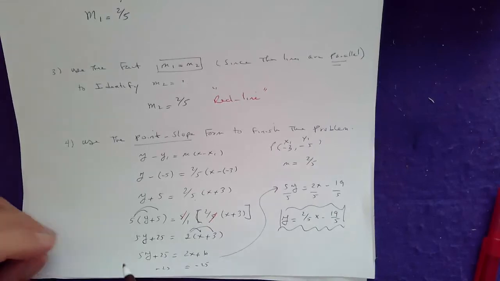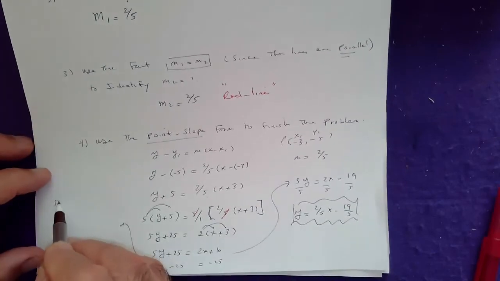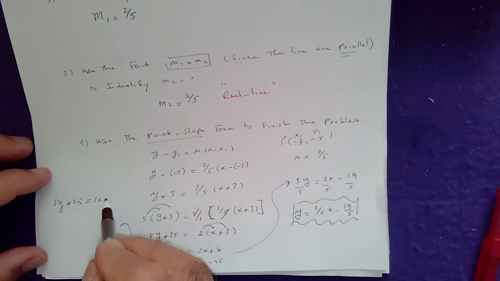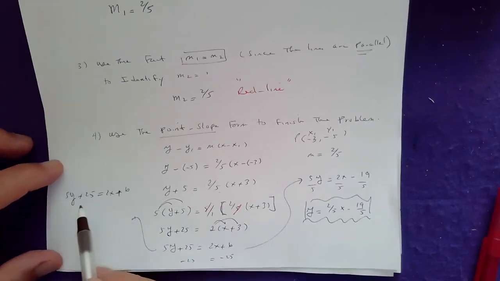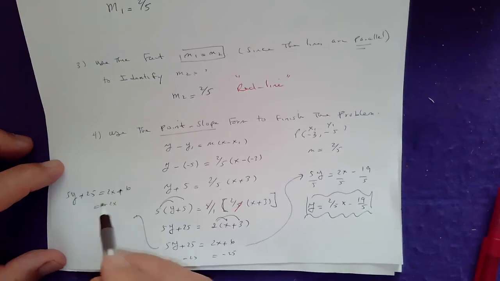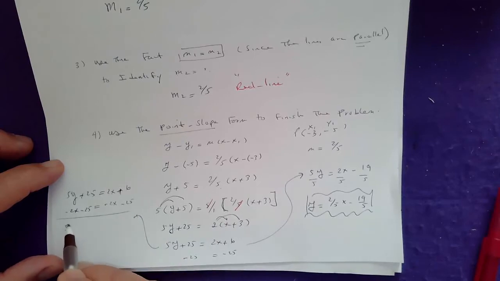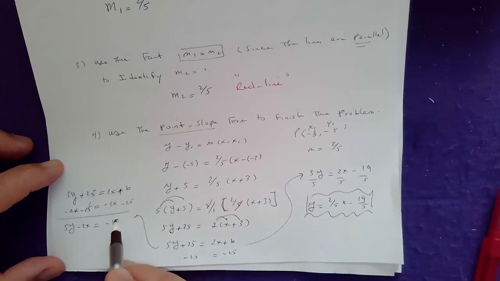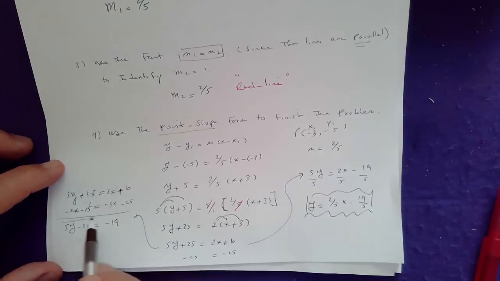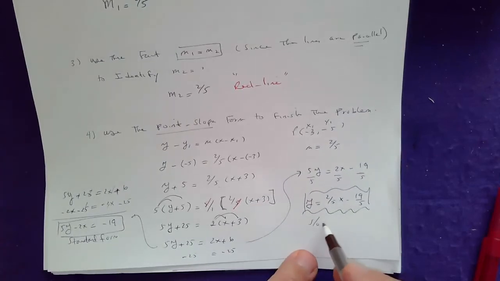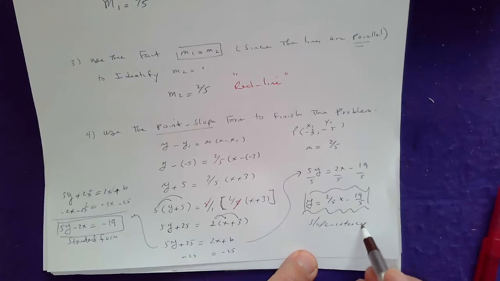If they want the answer in standard form from here, all you have to do, remember you had 5y plus 25 equals 2x plus 6. All you have to do is put the x's and y's on one side of the equation. So subtract 2x and subtract 25. So what you get is 5y minus 2x. These guys cancel. These guys cancel. And you get negative 19. So this would be standard form, correct? Standard form. And this would be slope-intercept form. Do you all see it?